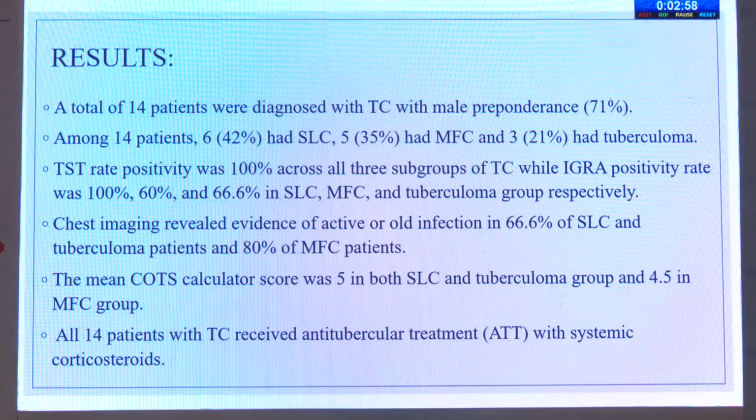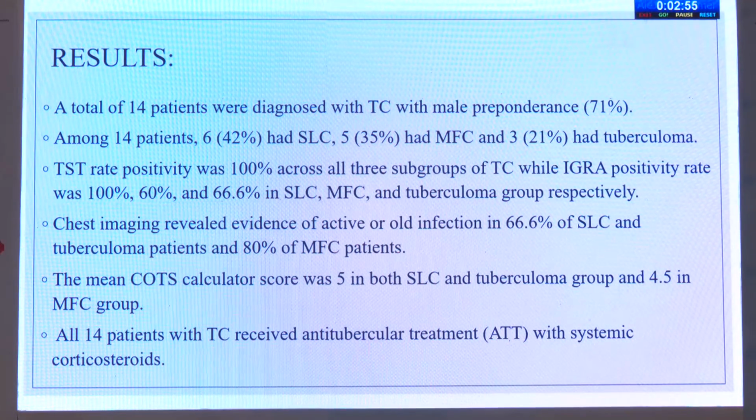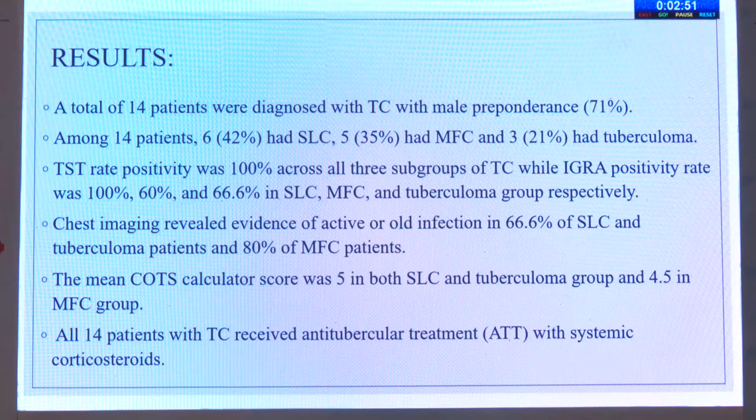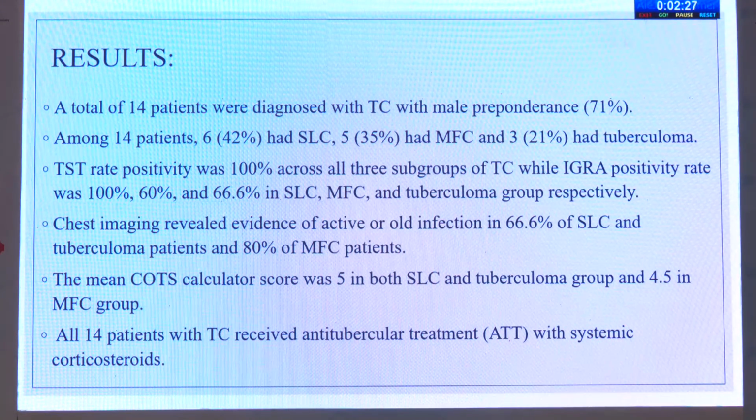Patients were diagnosed with tubercular choroiditis with male preponderance. Among 14 patients, 6 patients were of SLC, which is 42%, and 5 patients had MFC, which is 35%, and 3 patients had tuberculoma. And TST positivity rate was 100% across all the 3 subtypes of SLC, MFC, and tuberculoma, while IGRA positivity rate was 100% in SLC, 60% in MFC, 66.6% in tuberculoma.